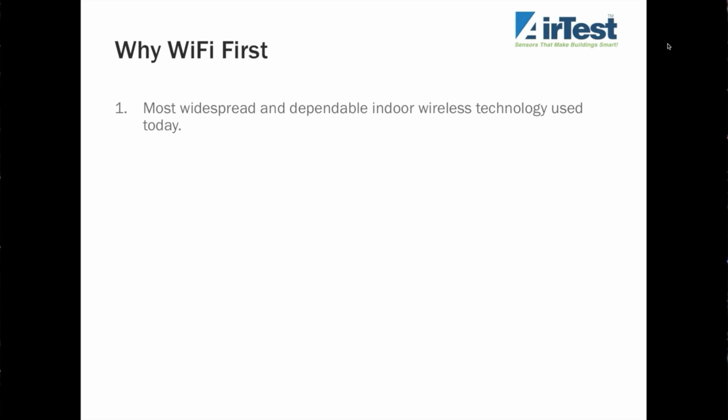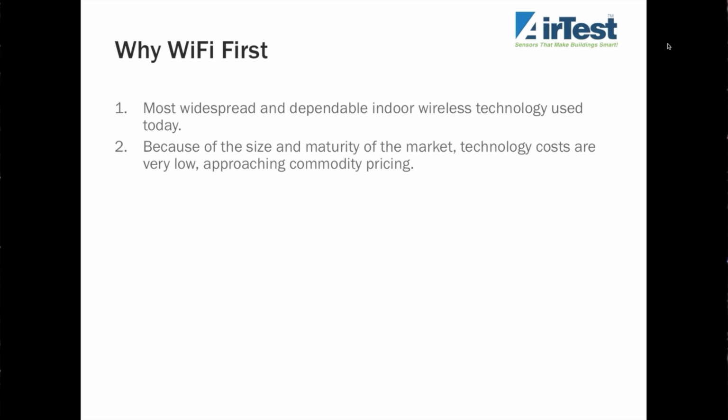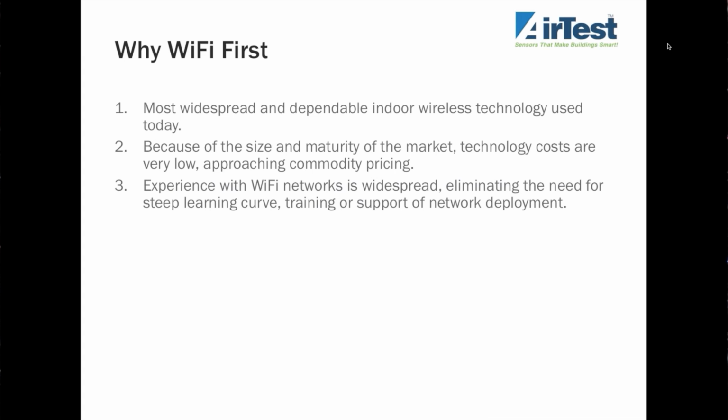Now, there are a number of reasons why we've decided to do Wi-Fi first. First of all, Wi-Fi is everywhere. You probably have it in your home. You have it in your office. They're actually building it into cars now. And it's very widespread use. It's very dependable. I think we've seen that because of the size of this market, and it's growing all the time, the costs of using this are very low. Everything is approaching commodity pricing.